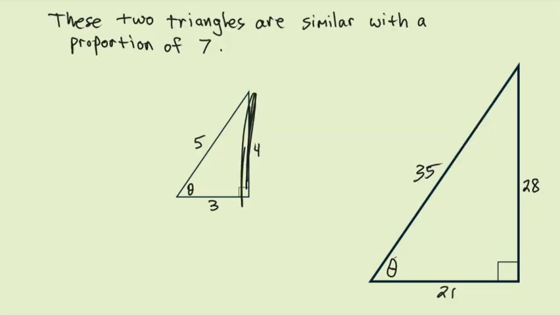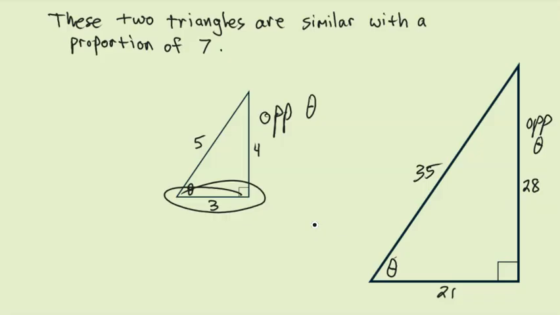But what would we call this leg relative to theta? Well, this leg is the leg that's far away from theta. So this leg right here is opposite theta, okay? Similarly, this leg right here, 28, is also across from theta. It's far away from theta, so this leg right here is opposite theta, okay? And that makes this leg, the 3, adjacent to theta, and this leg is also adjacent to theta.